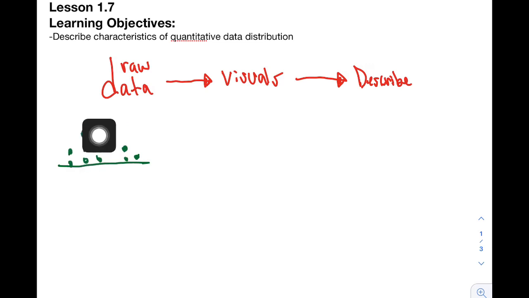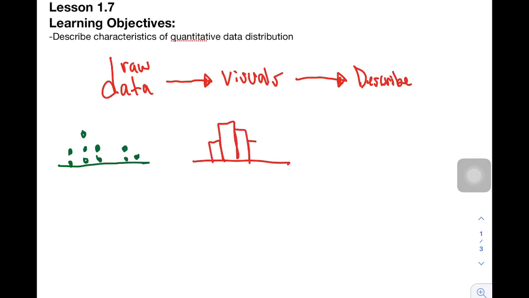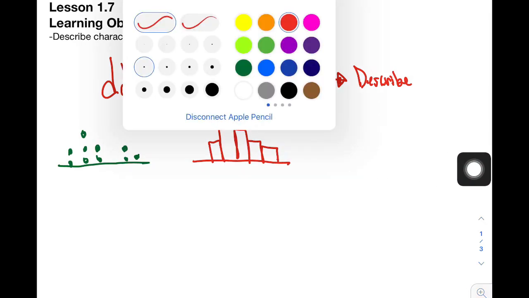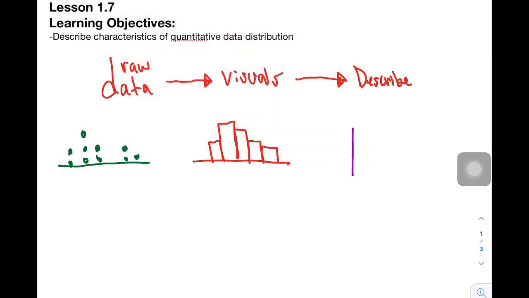When I say data distribution, I'm talking about what is the shape of this? How spread out is this data? Where's the center of this data? That's just some random dot plot. You don't have to copy this dot plot down. You don't have to copy this histogram down either. Here's just some random histogram. This is what I'm talking about when I say we're trying to describe these things. We want to describe dot plots, or histograms, or even stem and leaf plots.